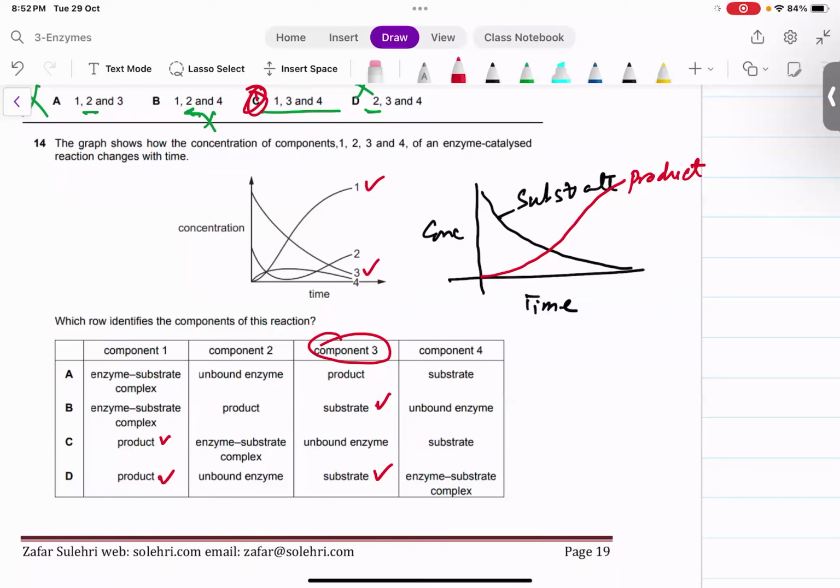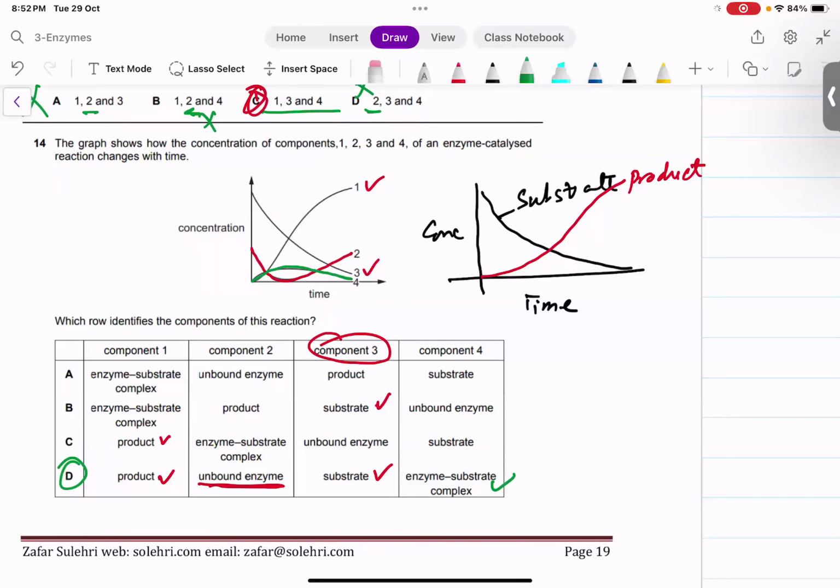And what is then 2? 2 is first slightly decreasing and then becoming the same or constant. So it should be an unbound enzyme. And this one is initially increasing in amount and then becoming lesser. So enzyme substrate complexes would, in the beginning, be made more, and as time passes, the enzyme substrate complexes will decrease. So D should be the correct choice in this case.